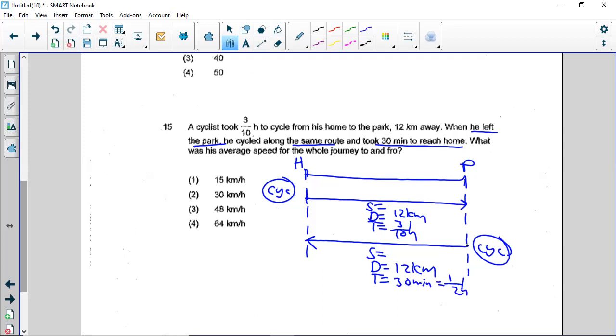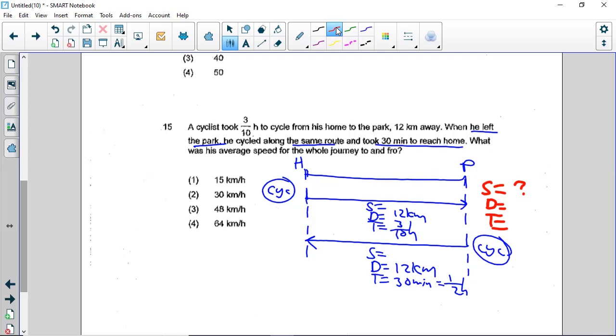Now my model is not totally completed because there's only one cyclist, one person. So you need to have a third family. Remember, if there's one person moving, there must be a third family: the average speed for the whole journey, the total distance, and the total time. So how do you find the average speed for the whole journey to and fro? This is your question mark. If you don't have the third family, you cannot put the question mark.